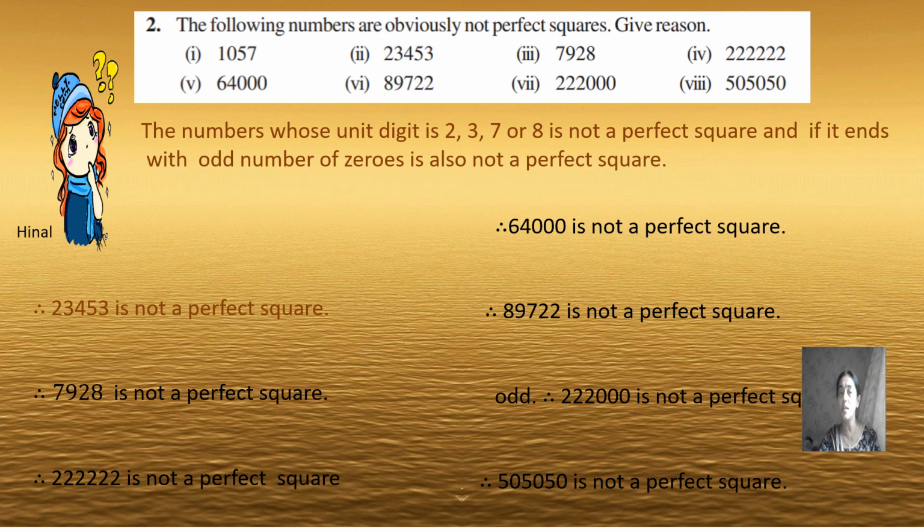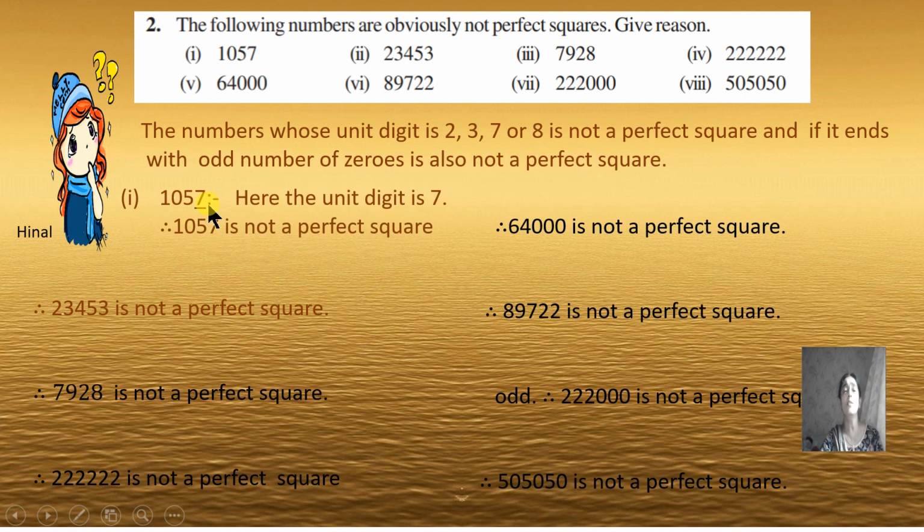Once again, I repeat, the number which ends with 2, 3, 7 and 8 is not a perfect square. And also the numbers which end with an odd number of zeros, whether 1 zero, 3 zeros, 5 zeros or 7 zeros, are not a perfect square. So let's begin with the first one.